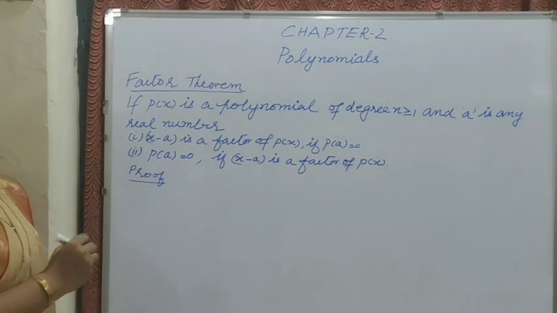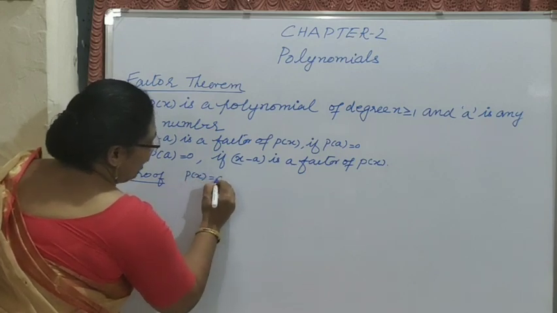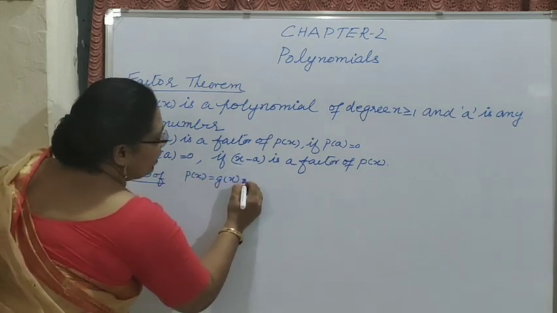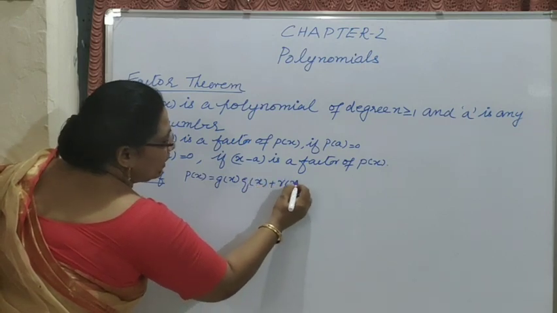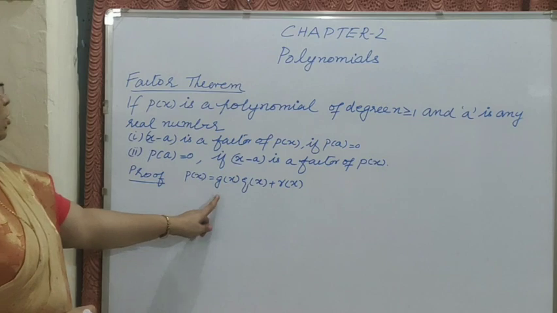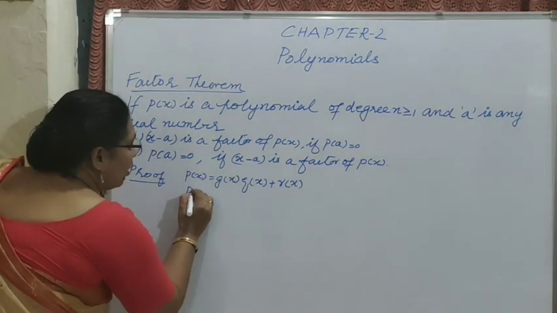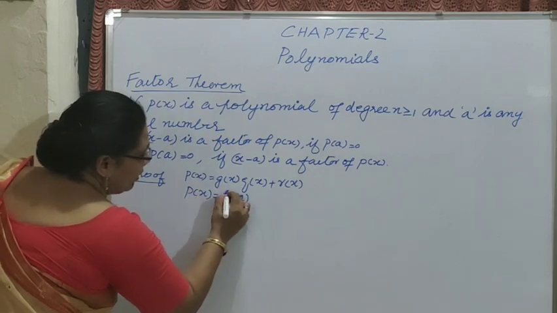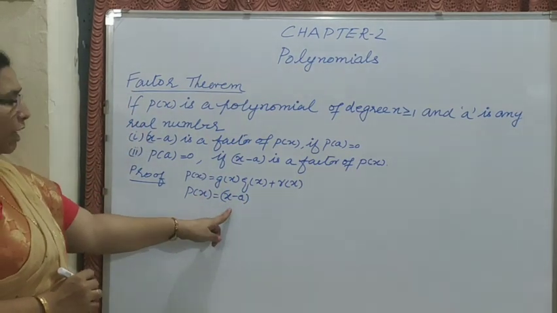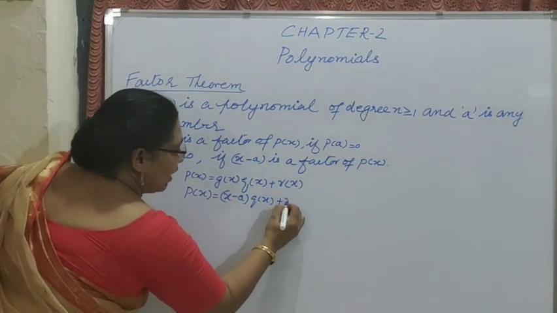By the division algorithm, you know that when p of x is divided by a polynomial g of x, then we can calculate the quotient q of x and also the remainder r of x. Here g of x is x minus a. We are dividing the polynomial p of x by x minus a. So g of x is the divisor, that is equal to x minus a. We are getting the quotient q of x and the remainder r of x.